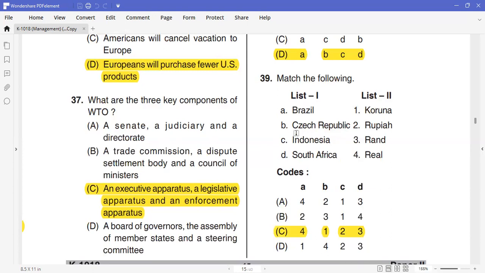Then B is 1. Czech Republic is Corona. And C is 2. Indonesia is called Rupiah. And D is 3. That is South Africa is called Rand. So this is how they are interrelated. So the correct option is C.